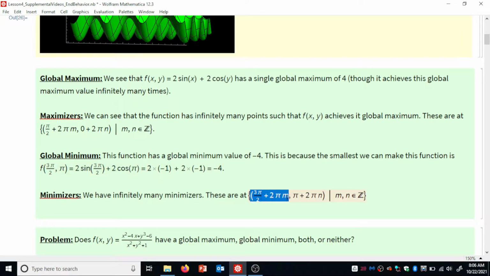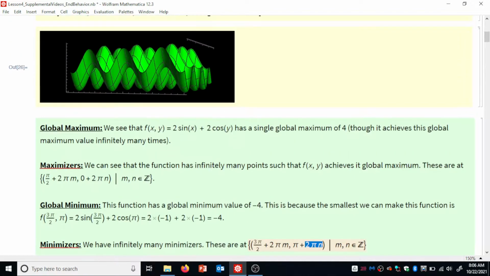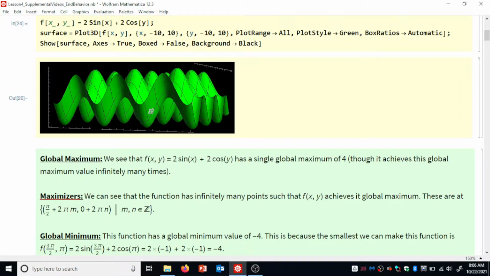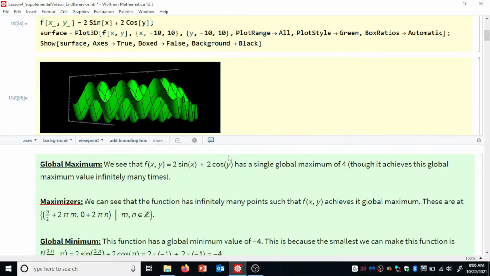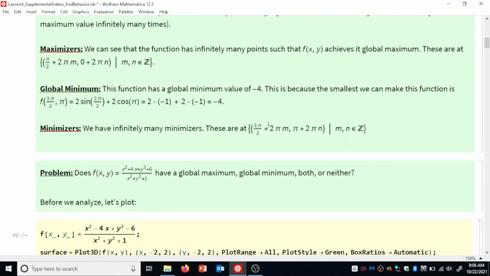And those occur at basically 3 pi over 2 comma pi, but we can add any integer multiple of 2 pi into either of those slots in the ordered pair, and we're going to get another minimizer, another point at which we achieve this global minimum. And we could see that happening here, infinitely many places at which we achieve that global minimum. All right, let's try another one.